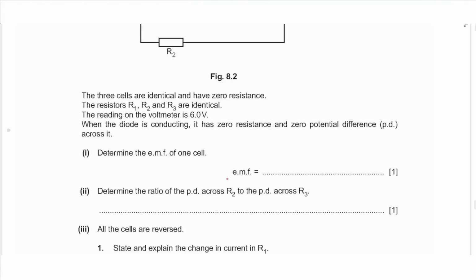Part I says determine the EMF of one cell. So the total voltage was 6 and we have 3 cells, so we divide 6 by 3, which gives 2.0 volts. Part II says determine the ratio of the potential difference across R2 to the potential difference across R3.